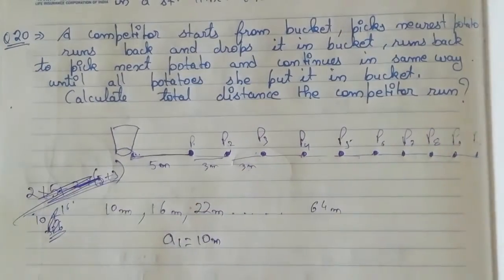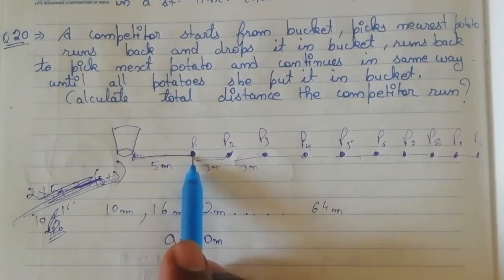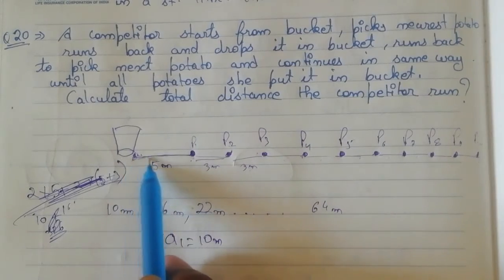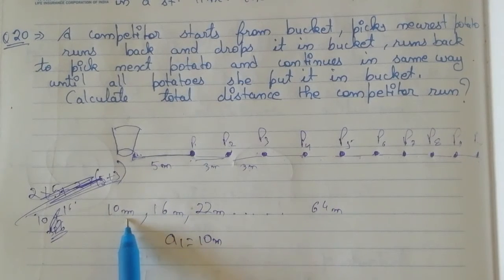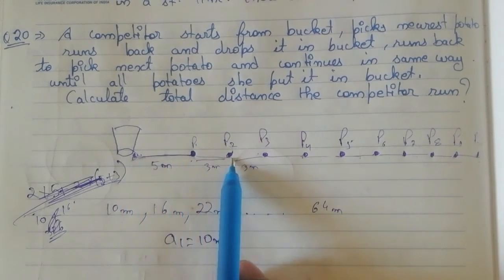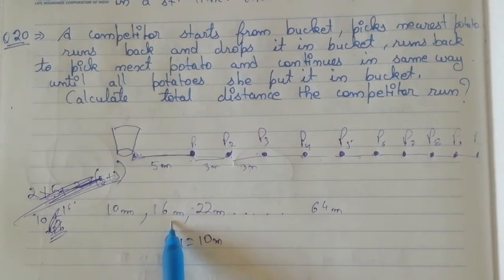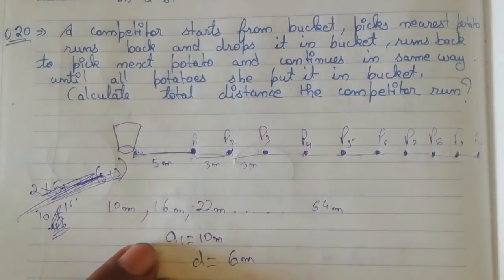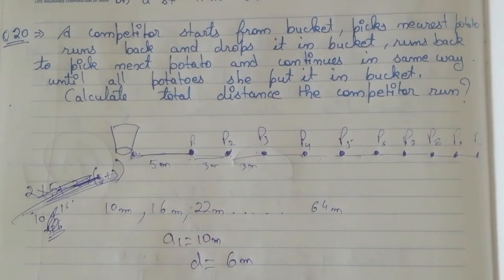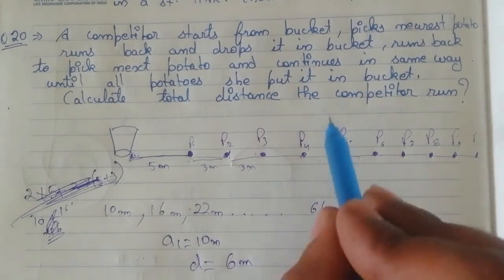Let's do it by this diagram. Here the first distance up to the first potato is 5 meter, so she has to cover 5 meter to reach the potato and 5 meter to come back. So the total distance covered by her is 10 meter. Again, she has to cover 8 meter to grab the second potato and come back 8 meter also, so 16 meter. So we have the common difference here as 6 meter. Now we have the first term, the last term and the common difference. So what is the total distance run by this competitor?